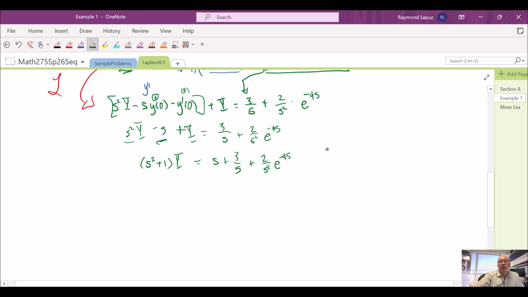Now let's solve for Y. Y is equal to, we have to divide each one by s squared plus 1. So this is s over s squared plus 1, plus 3 over s times s squared plus 1, plus 2 over s squared times s squared plus 1, times e to the negative 4s.